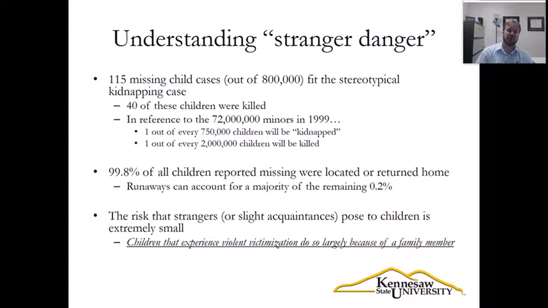And then at the bottom here, the risk that strangers or even only slight acquaintances pose to children is extremely small. It is most often that children are taken, kidnapped, abducted, whatever, by someone who is a family member or a close friend. Children that experience violent victimization do so largely because of a family member, which is quite saddening, quite frankly. We want to think about this stranger, this other, this person that's the violent criminal that would be doing these things. It's kind of hard to think that these things are actually occurring by people's family members, close friends and things like that, but that is actually what the data tells us.